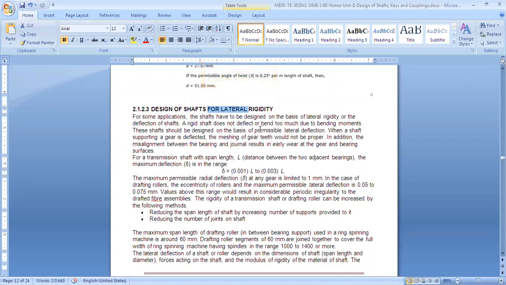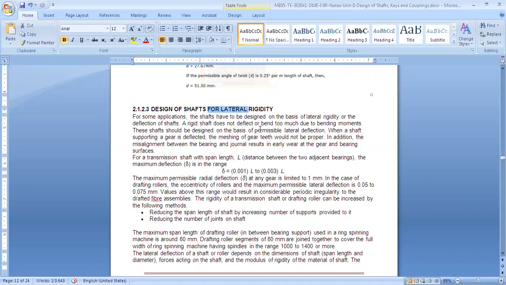Lateral means we are designing it laterally, not for the twisting. Now let's revise what we did. We did the normal design of the shaft on the basis of strength. Then we used the maximum principal stress theory and maximum shear stress theory. Then we did the ASME design. Then we did the design for the torsional rigidity, and now we are doing the design for the lateral rigidity. Lateral means the design for the deflection.